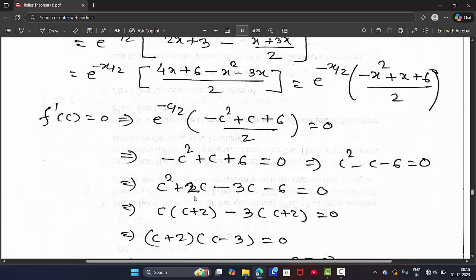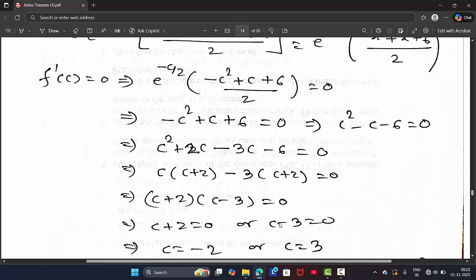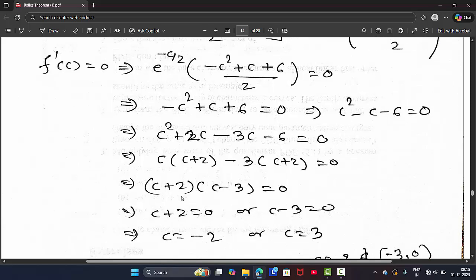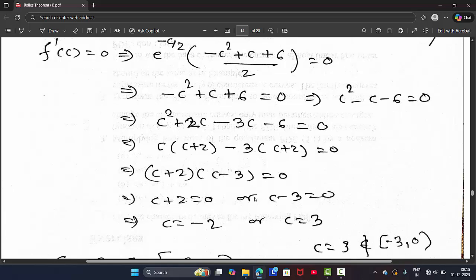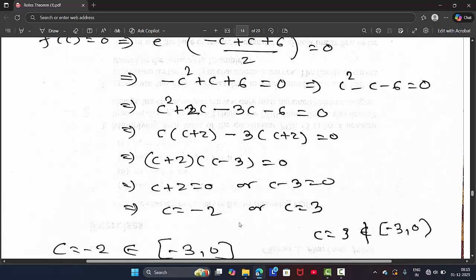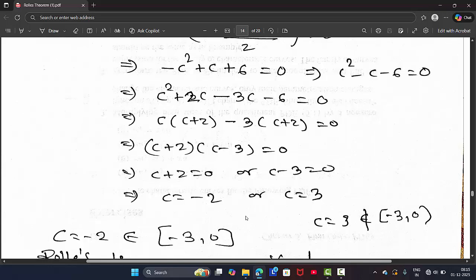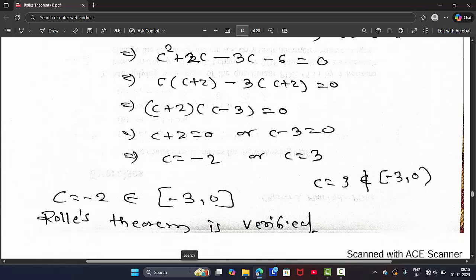By factorization method, we shall calculate the factors of this. This minus c can be written as 2c minus 3c, and from the first two terms I can take c common, c into c plus 2. From the last two terms I can take minus 3 common, c plus 2, and again c plus 2 can be taken common, and that becomes c plus 2 into c minus 3 equal to 0. c plus 2 equal to 0 implies c equal to minus 2, and c minus 3 equal to 0 implies c equal to 3. 3 doesn't belong to the interval minus 3, 0, but minus 2 belongs to the interval minus 3, 0, and hence Rolle's theorem is verified.